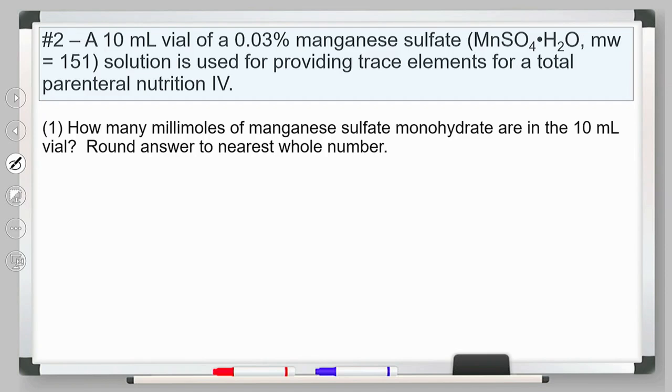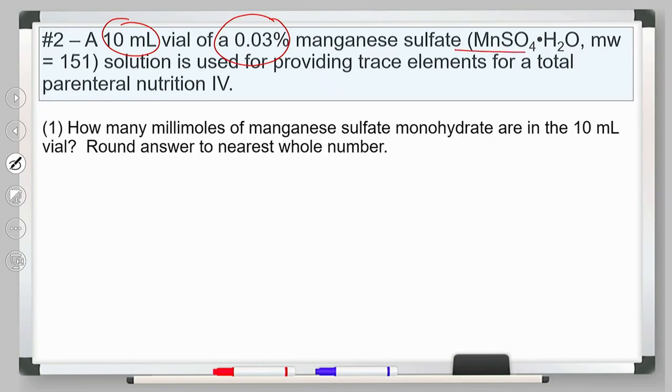Those were kind of introductory things. So now that you know how to do all this, let's apply it to different questions. And again, these questions are all broken down step by step, certainly more than you would expect to see on the exam or on the homework. So step 1 says a 10 mL vial of 0.03% manganese sulfate, MnSO4.H2O, so manganese sulfate monohydrate, solution is used for providing trace elements for total parenteral nutrition. The TPN we'll be talking about on the next one. So we have this size vial of this concentration of that electrolyte.